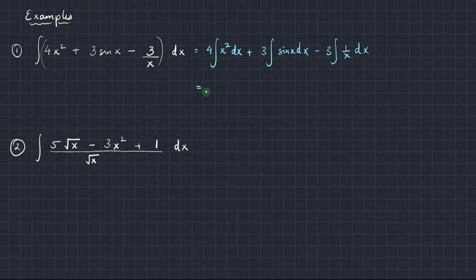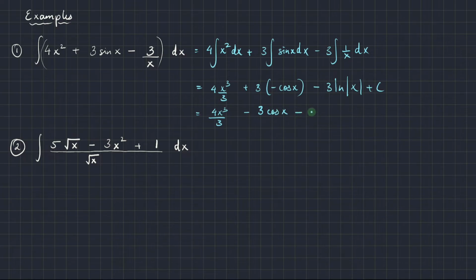And this, we know, becomes 4 times x cubed over 3 plus, the integral of sine x is negative cosine x, so we have 3 times negative cosine x, minus 3 times ln x plus c. Simplifying this, we can write this as 4x cubed over 3 minus 3 times cosine x minus 3 times ln absolute value of x plus c.